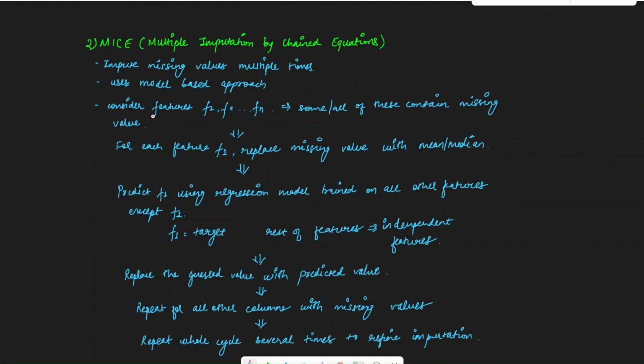The next technique in advanced imputation is called MICE, multiple imputation by chained equations. It imputes missing values multiple times. And why multiple times? To reduce uncertainty.